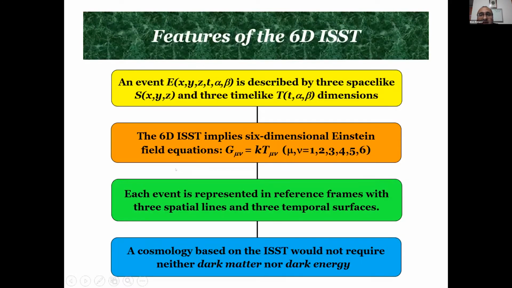Features of the 6D ISST. An event is described by 3 space-like and 3 time-like dimensions. The 6-dimensional ISST implies 6-dimensional Einstein field equations. Each event is represented in reference frames with 3 spatial lines and 3 temporal surfaces. A cosmology based on the ISST would require neither dark matter nor dark energy.